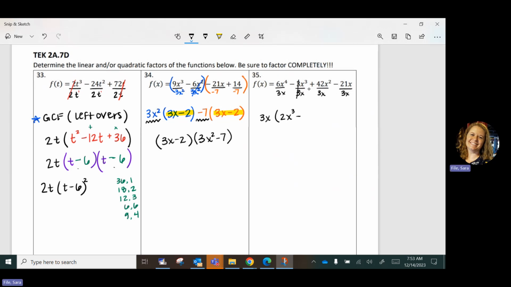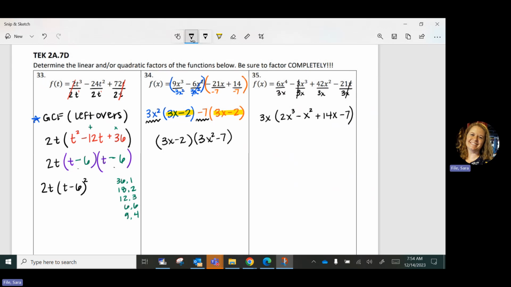And then x cubed divided by x? Good. Plus, what's 42 divided by 3? And x squared divided by x? And then we have the minus, and then somebody already said it, 21 divided by 3 is 7. And the x over x reduces to an understood 1, which I don't need there. So far, so good? So I did GCF, and I've still got 4 terms.